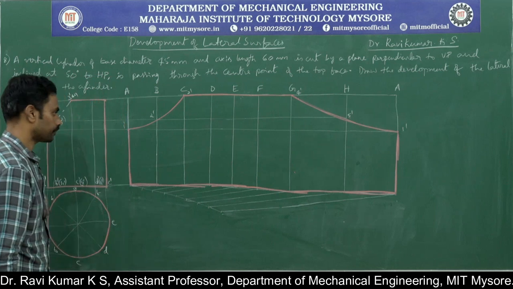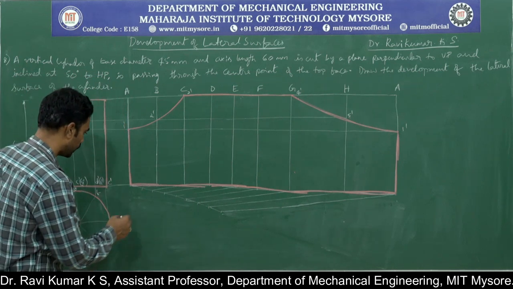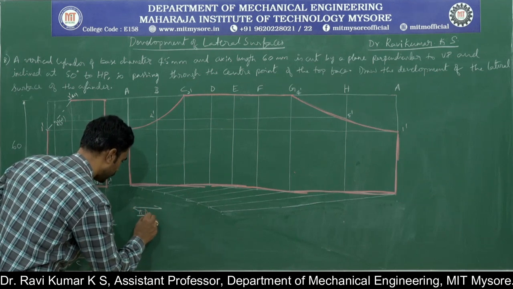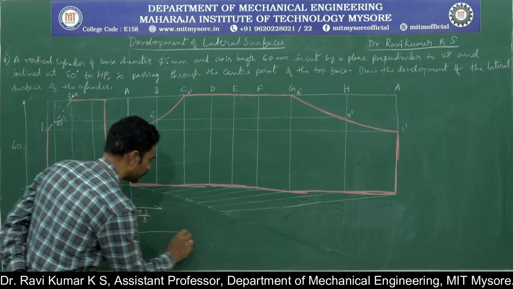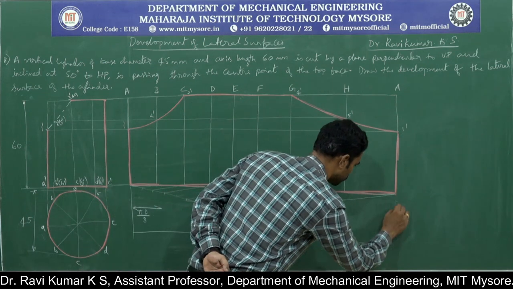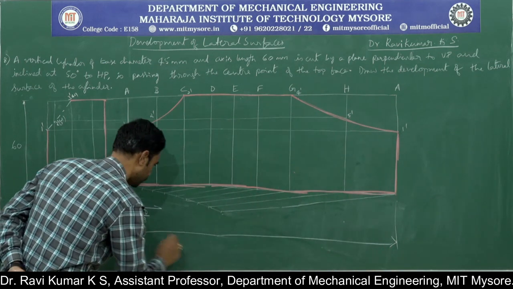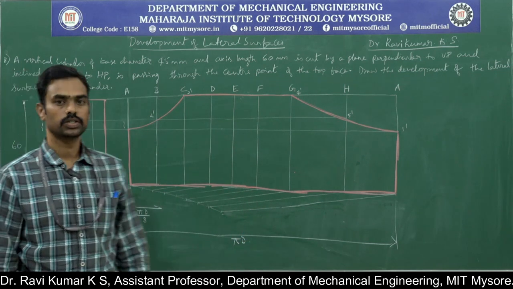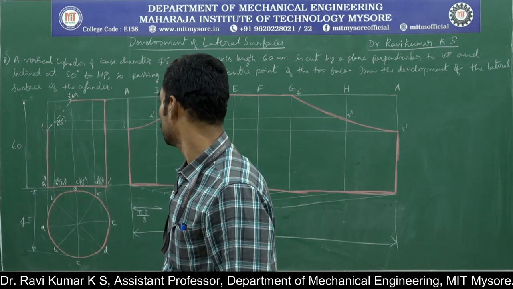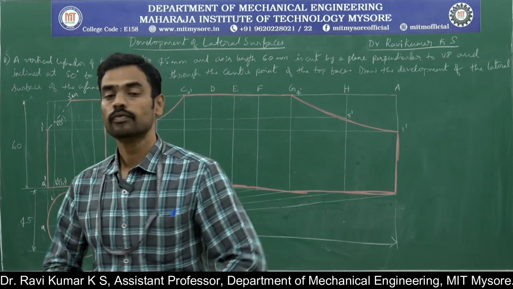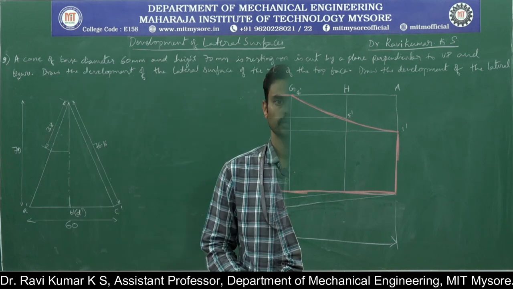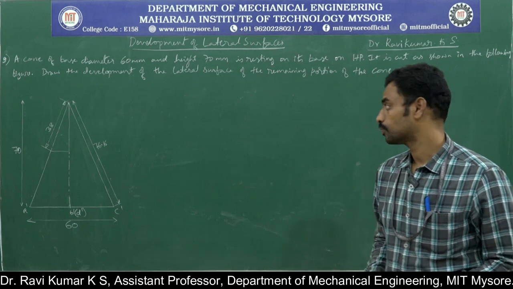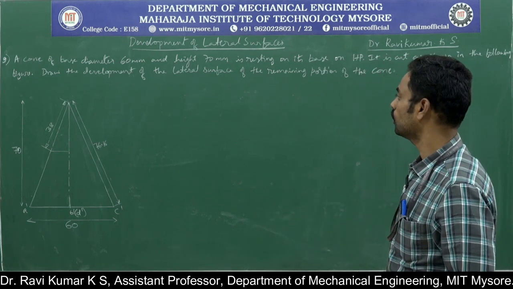So this is the development of the said diagram where you can write the dimension. This is pi d divided by 8 and this particular distance is pi into d. Okay, so this is the development of the said vertical cylinder. Okay, now the next problem, problem number 9, probably the last problem of this module.